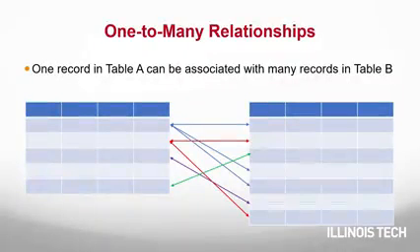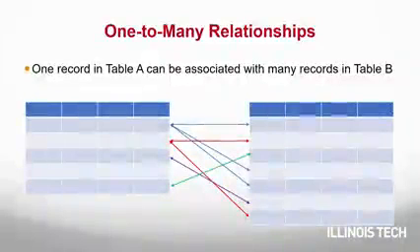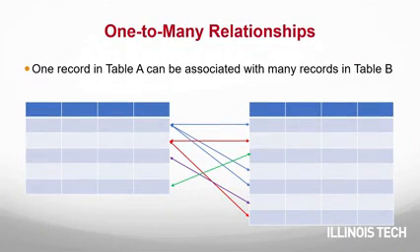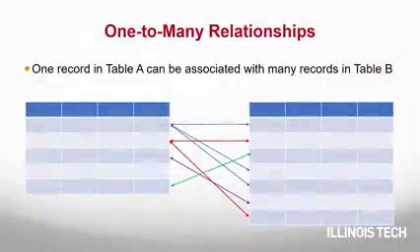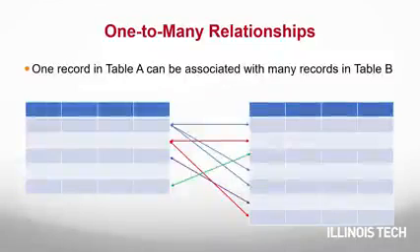So in a one-to-many relationship, each record in table A might be associated with many records in table B, but not vice versa. Any record in table B has only one corresponding record in table A, but any record in table A might have more than one. As we can see in this schematic diagram, the first row has three rows that it's associated with, the second one has two, and so forth.